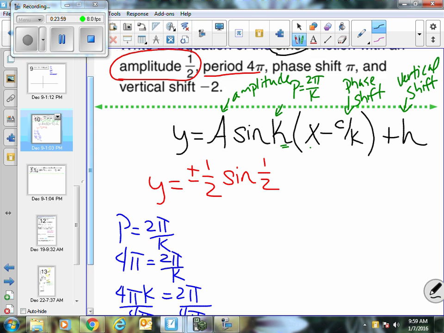Now, do you need parentheses? If you have a phase shift, you need parentheses. So the next thing I'm going to have is parentheses because I have to separate out what that shift is, left or right. So I'm going to use x. You could use theta if you want. The phase shift is pi, positive pi. That means it's going to the right, which means we need minus pi. If this phase shift was negative pi, that means it would be minus a negative pi, and it would end up being plus positive. So that's the only difference.